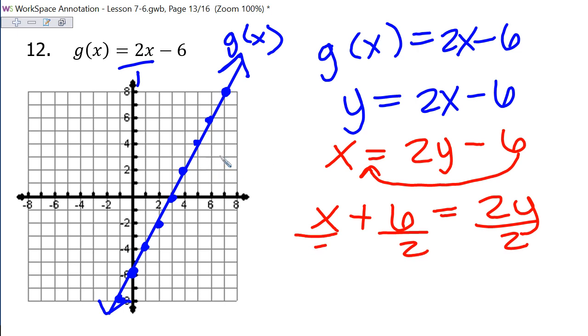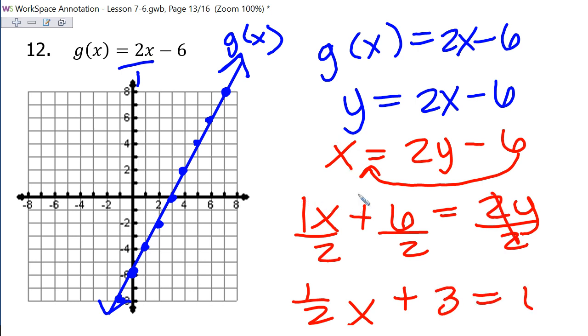And what number's in front of the x? A 1. So what fraction should be in front of x? So this would be 1/2 x. And what's 6 divided by 2? 3. And here the 2's cancel. And that equals y. And actually this should be y inverse. So what's the y-intercept? 3.